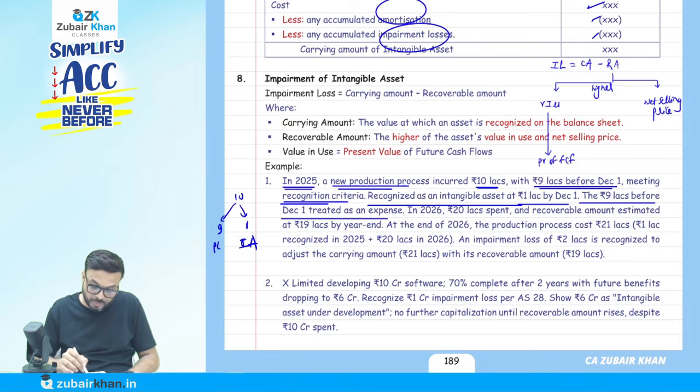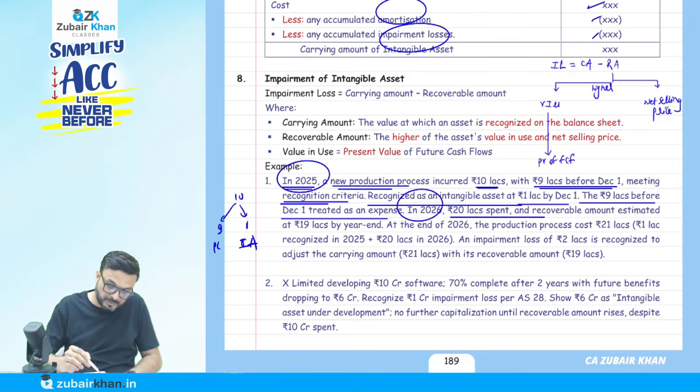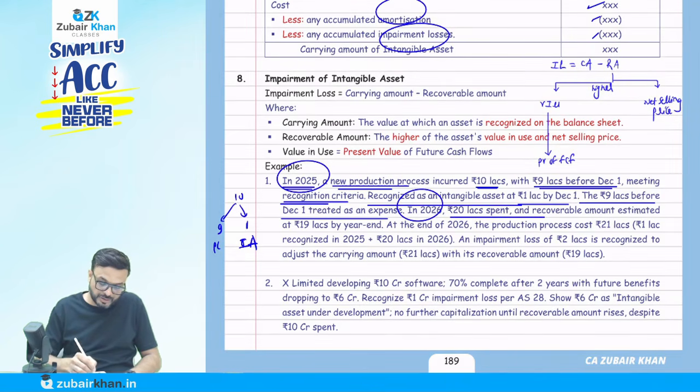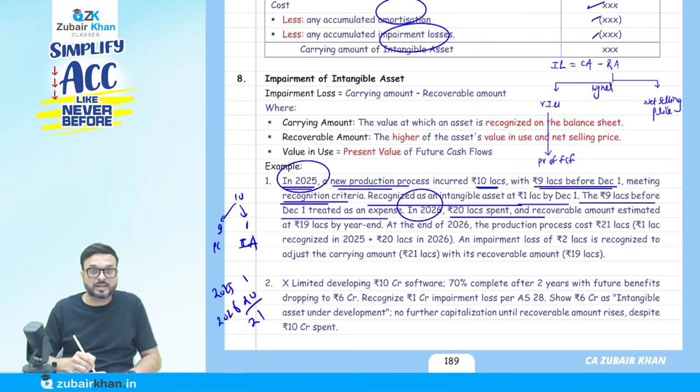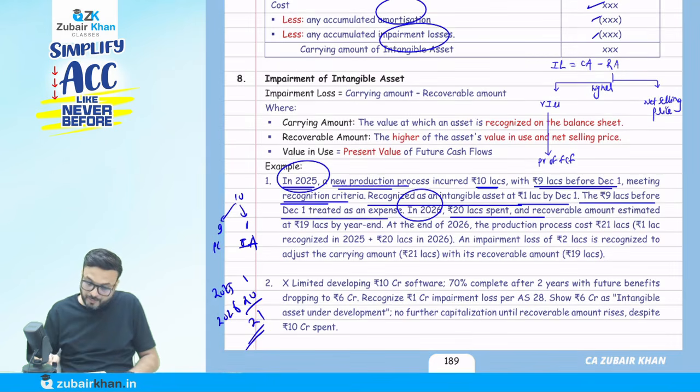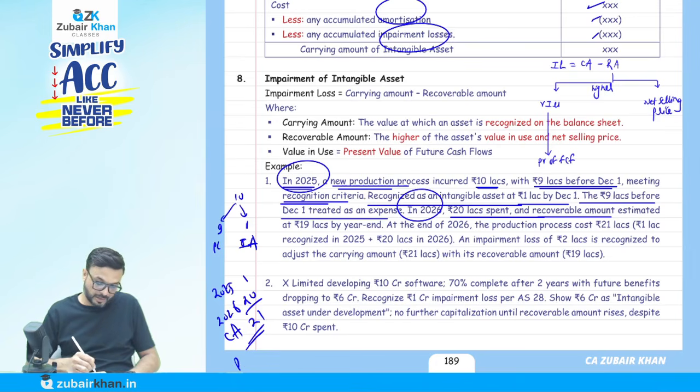Correct. Now they come to 2026. Again, rupees 20 lakh is spent on the intangible asset. It was initially recorded at 1 lakh in 2025, and in 2026 they incurred 20 lakh, so it is now at 21 lakh. The recoverable amount is estimated at rupees 19 lakh. Now, what is the carrying amount? That is the book value, which we have calculated as 21 lakh. Impairment loss is carrying amount minus recoverable amount.